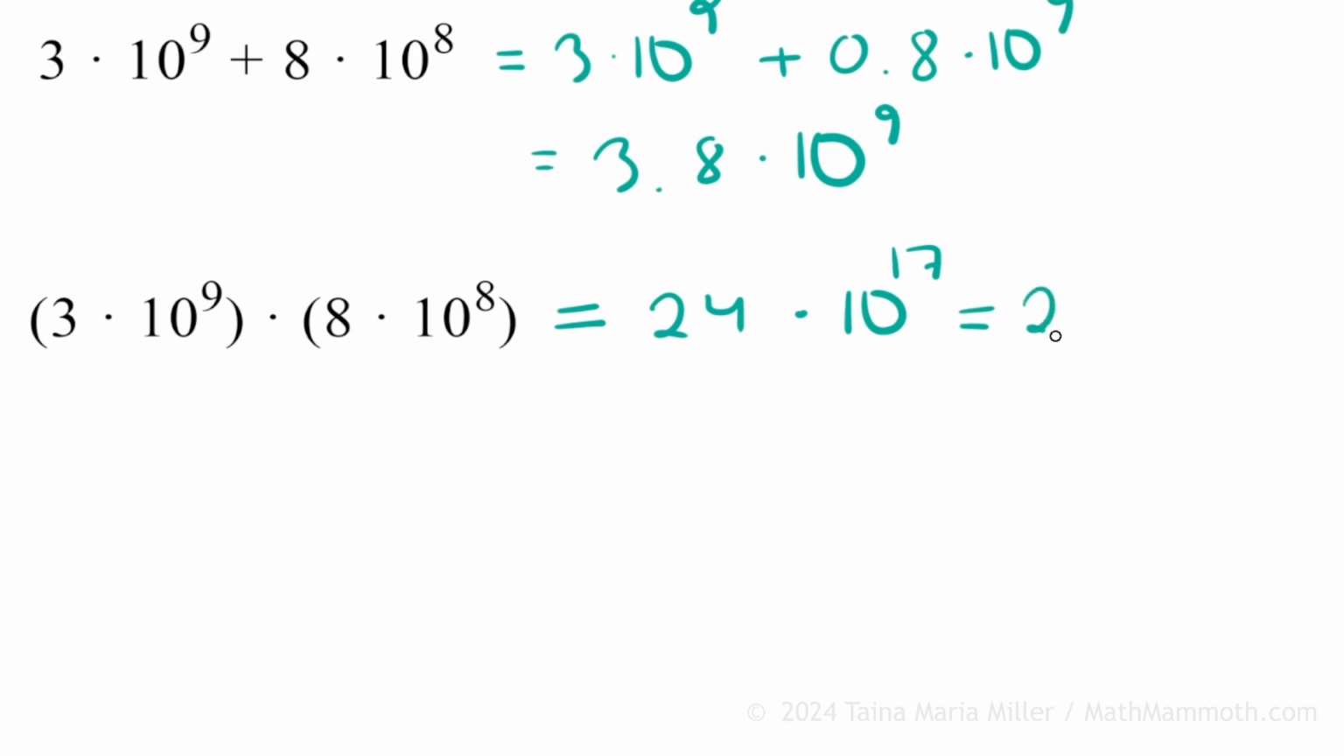24 needs to become 2.4. So to go from here to here, I divide it by 10. So this exponent increases by 1.